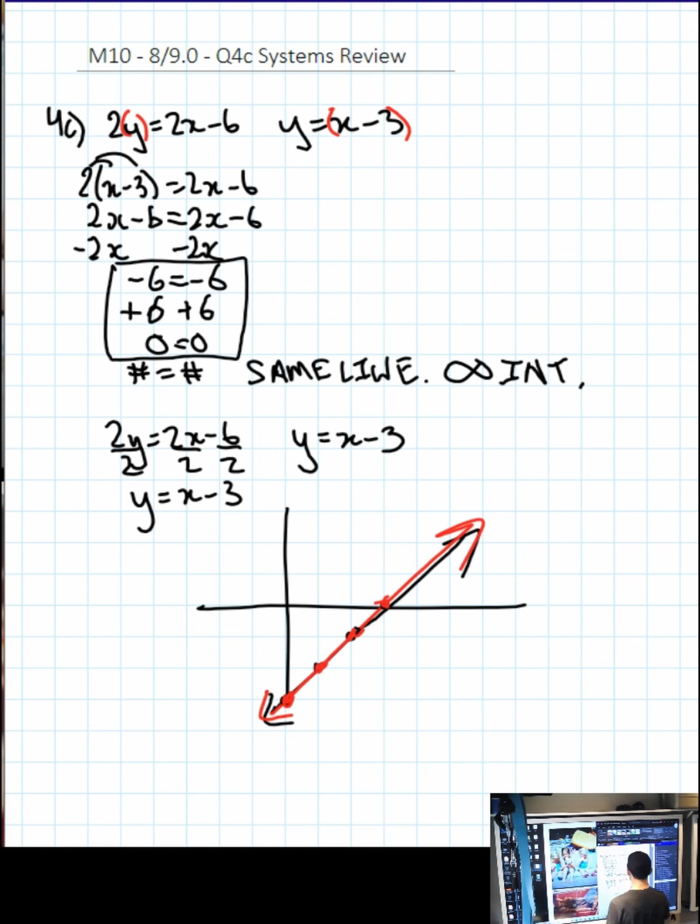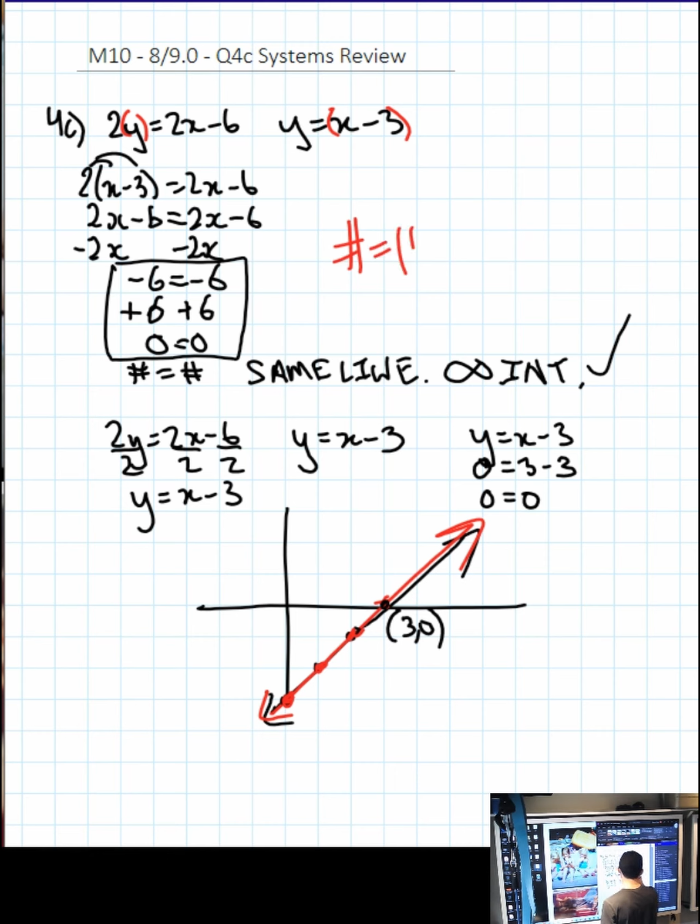If we want to test our point, take our equation y equals x minus 3 and substitute the x and the y value in. Pick any value on this line that you want. For example, 3, 0, and substitute. We have a y value of 0, x value of 3. 3 minus 3 is 0. Check mark. Infinite number of solutions. So be very careful with that case. If you get a number equals a number, it's infinite intersections.